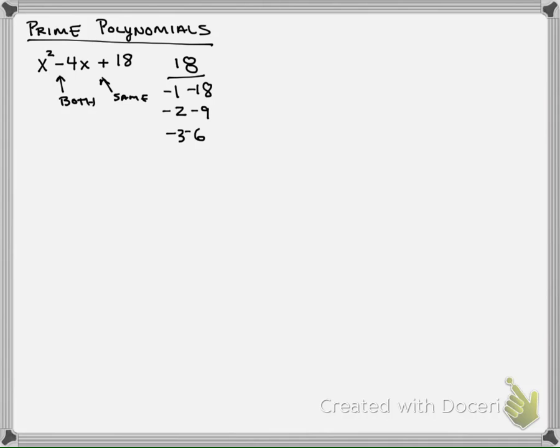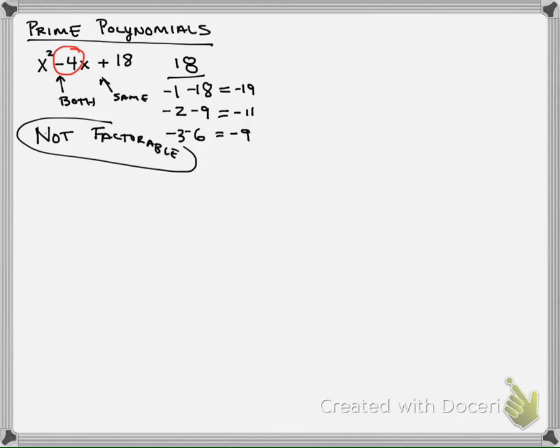Now we see that when we add these together, I get a negative 19, a negative 11, and a negative 9, which is not the middle term. When we come into these cases, we say it is not factorable. Another word that is often used is prime. Okay? So you try this one.